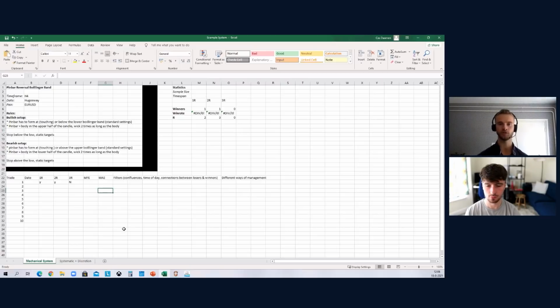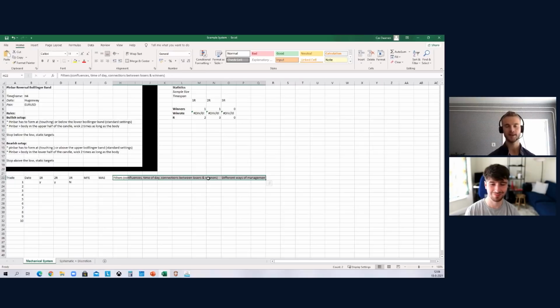Again, you can do it in terms of R, pips, percentage, whatever you want. And then also I've written down here some things you can test as well. Not going over that today because that will take so much time and it's different for everyone else. But you can also test confluences, at what time of the day the setup works best, etc. Again, it's up to you. I first start with the basics, and if I don't see any clear sign of edge there, I usually don't even bother with the filters because I want to see a clear edge from the beginning.